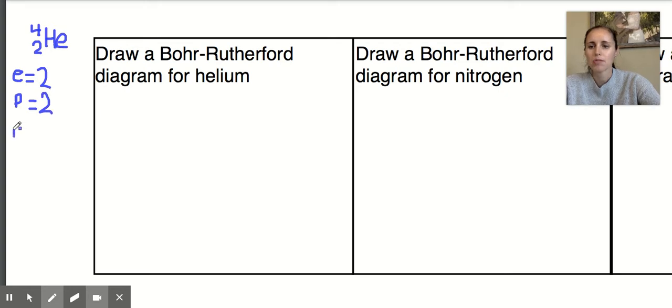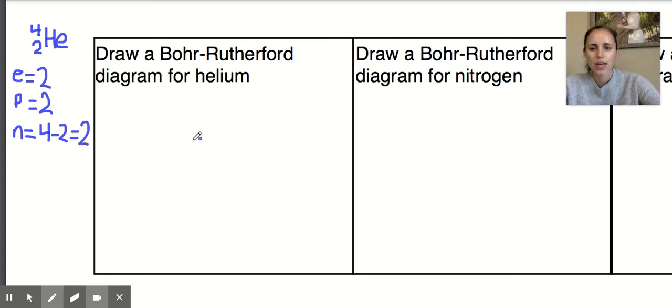And then my number of neutrons is going to be what I have to calculate. So my number of neutrons is going to be my mass, which is 4, minus my atomic number, which is 2, and that's going to give me a total of 2. Once I've got this calculated, I'm now ready to start drawing my Bohr-Rutherford diagram.